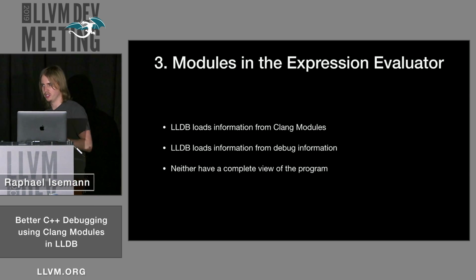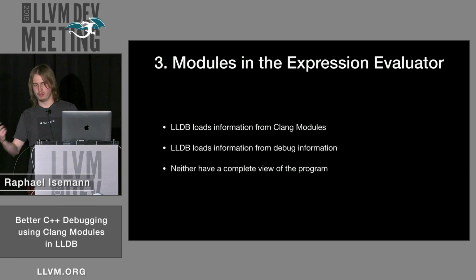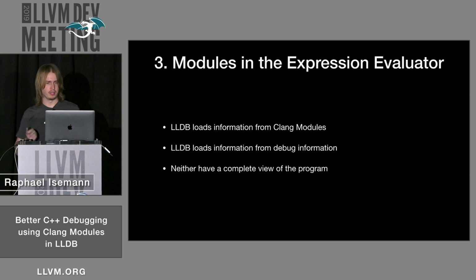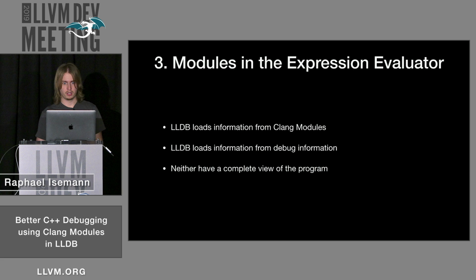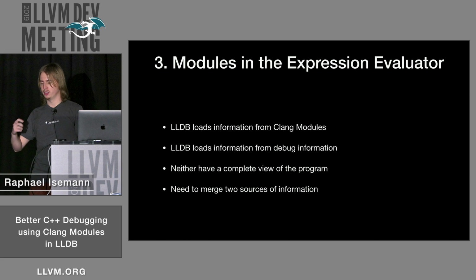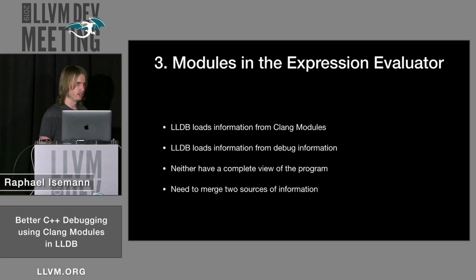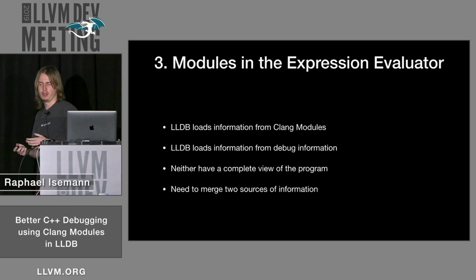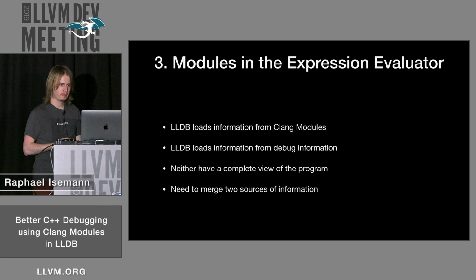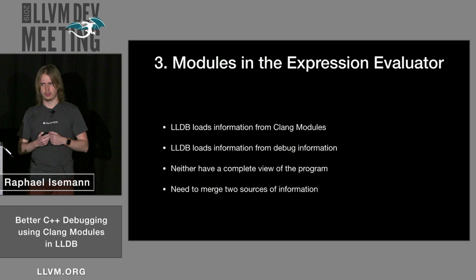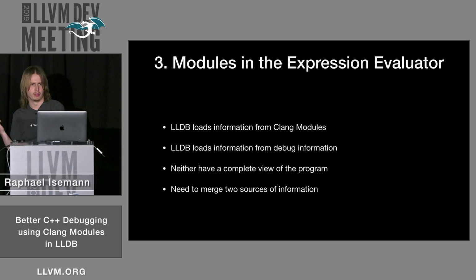So we have two information sources, but both don't have full knowledge of your program. Combined together, they have a relatively complete view of how your program is structured. So we need to take these two information sources, Clang modules and the debug information, and merge them into one consistent AST that we can use in the expression evaluator to generate code and run in your target. There are two tricks we use to merge these two information sources. I'll just give a quick overview here, so this is not a detailed explanation.